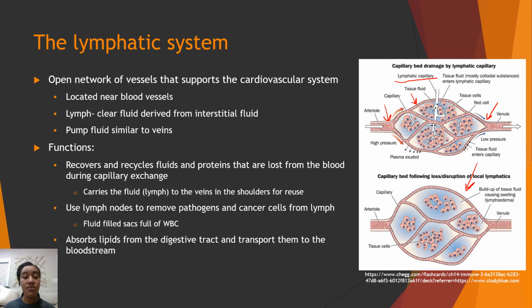And then the lymphatic system is also responsible for helping to absorb lipids and other nutrients from the digestive tract and putting them into the bloodstream. So your gut is surrounded by a lot of lymphatic vessels, and they will allow for the uptake of lipids, and then they will transport those lipids, and other nutrients as well, back into your circulatory system so they can be circulated throughout the body to the various tissues that need it.